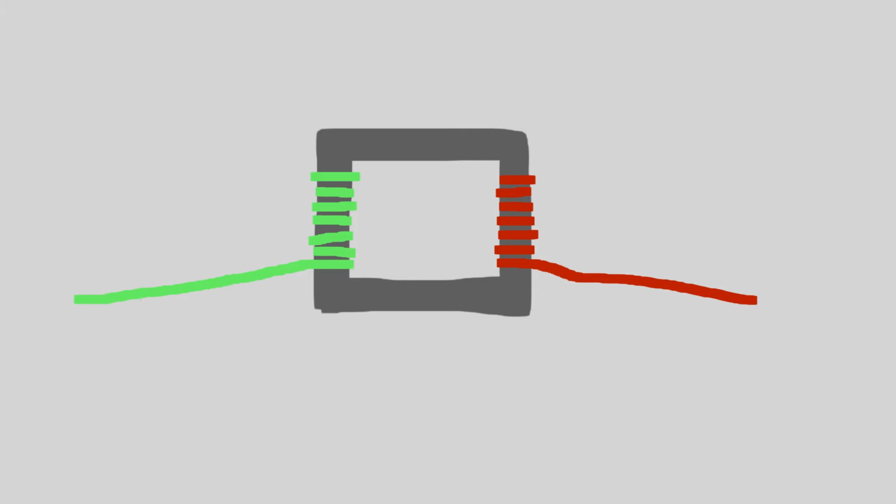This can be handy for isolating signals from electrical interference and hums, or for altering the volume or impedance if we use two different amounts of wire wound on either side. Okay, that's the basics. Now, hysteresis.